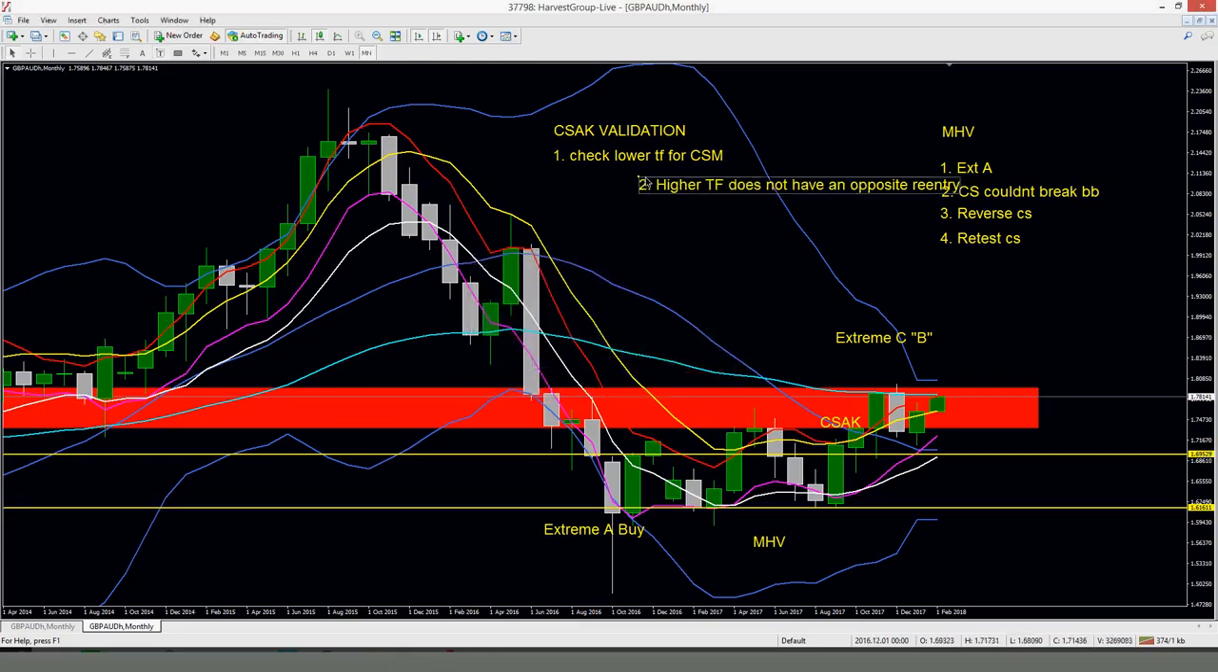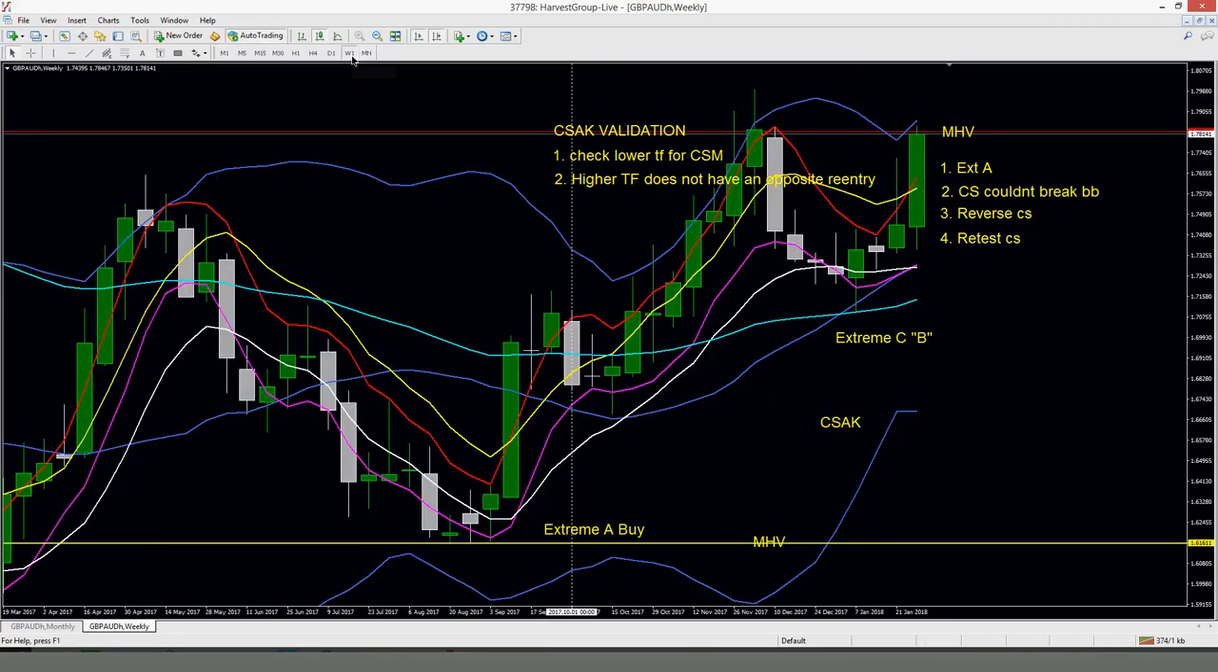Okay, so you have to make sure that the higher time frame from this time frame does not have an opposite reentry. So how do we do that? Okay, so we're doing CSAK validation now. So we mark CS Arakuko and we go to, sorry, we're at monthly right now.